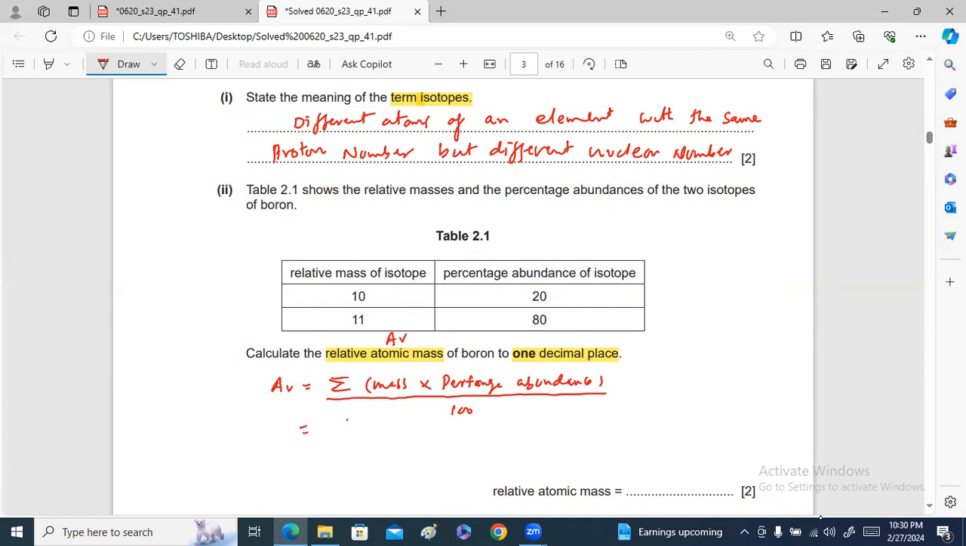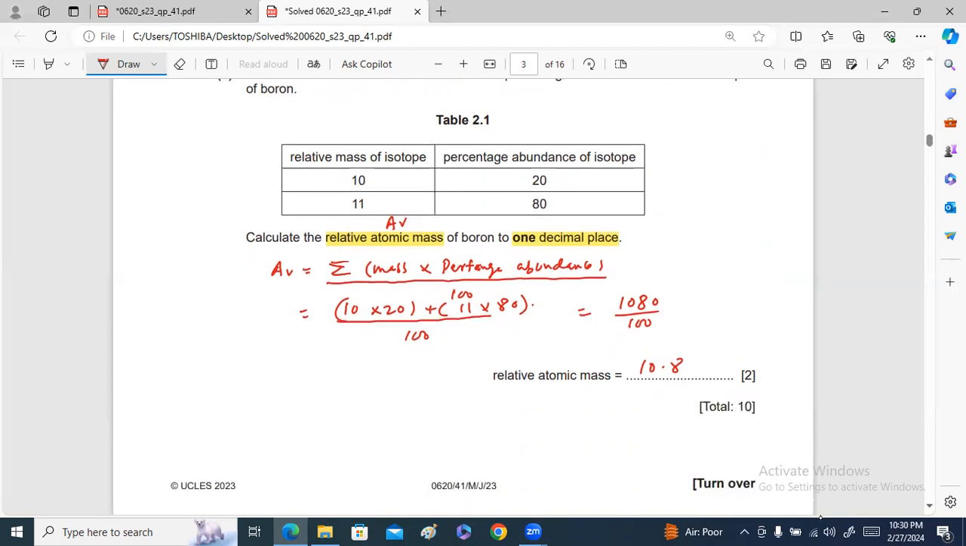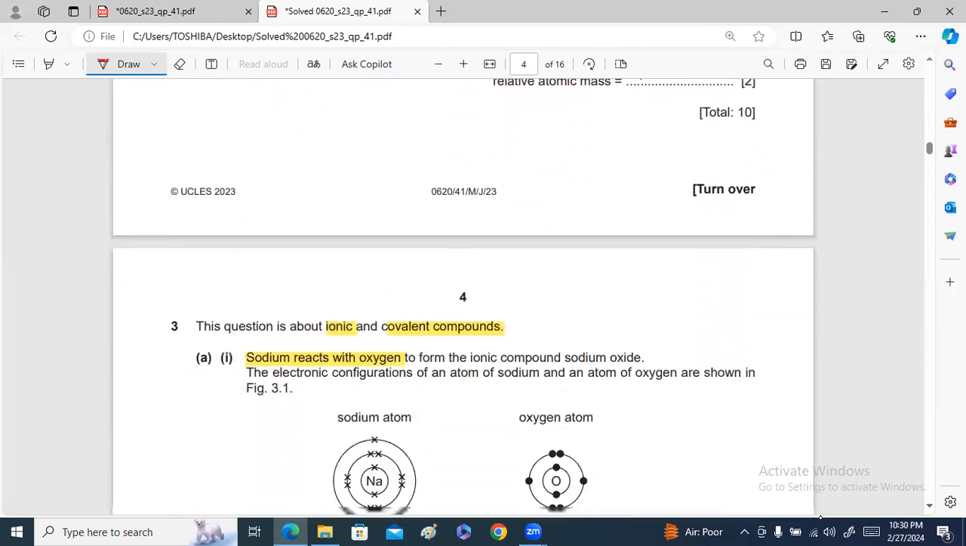Now the first isotope, the mass is 10, relative abundance is 20, then 11 times 80, and the total abundance is 100. So if you solve this, this is the 1080 divided by 100, and you will get 10.8. So 10.8 is the relative atomic mass of these two isotopes. These two isotopes are the isotopes of boron. This is the relative atomic mass of boron.